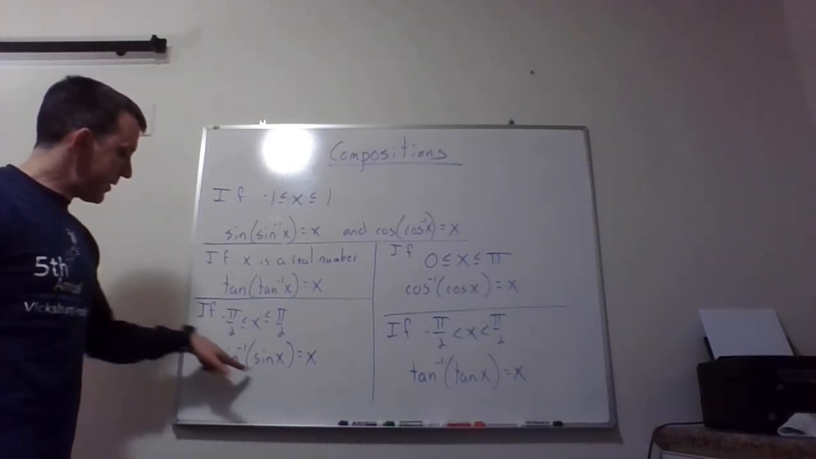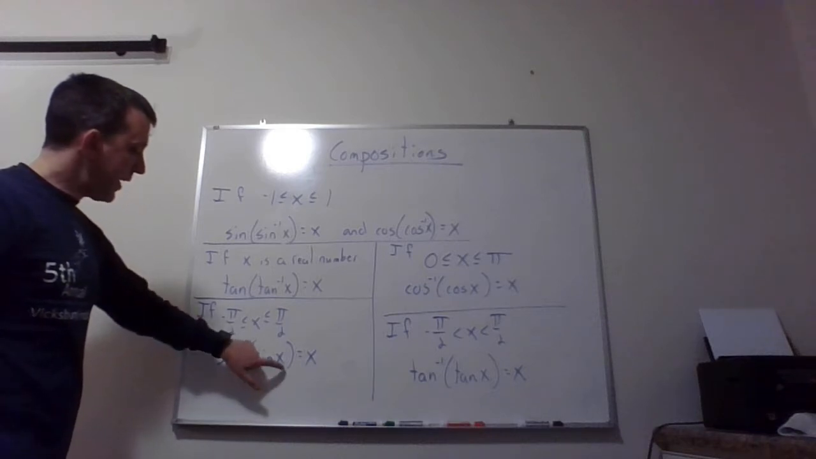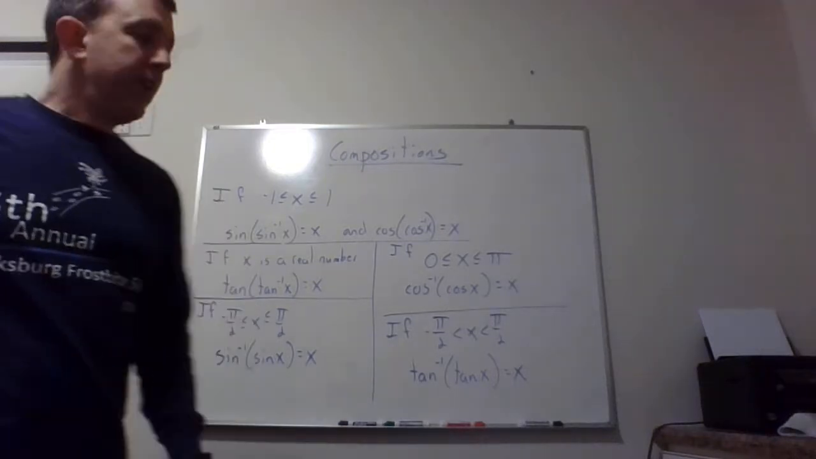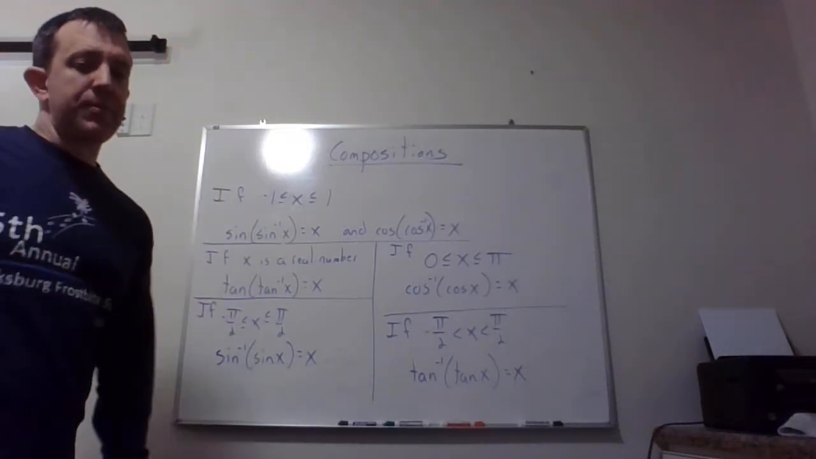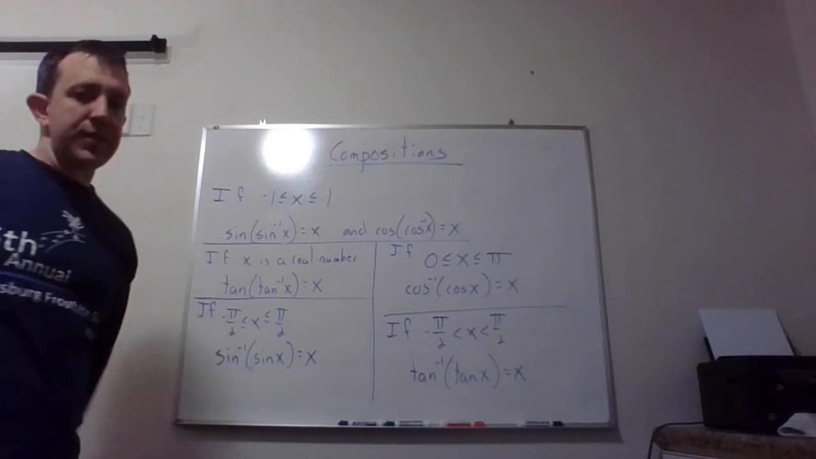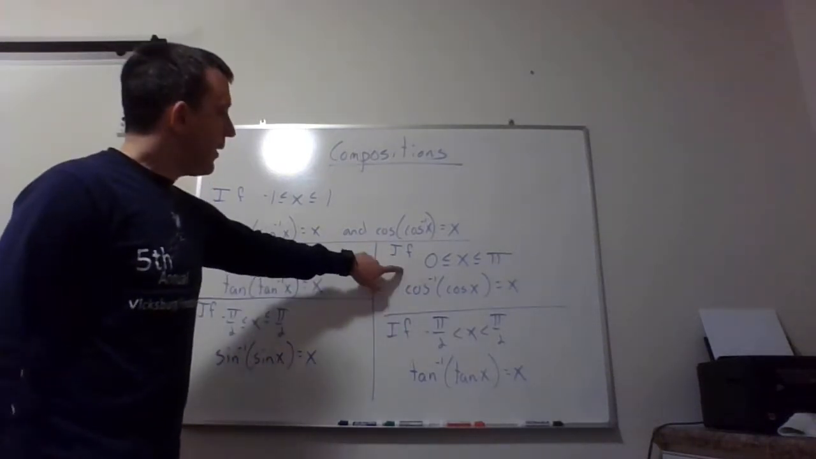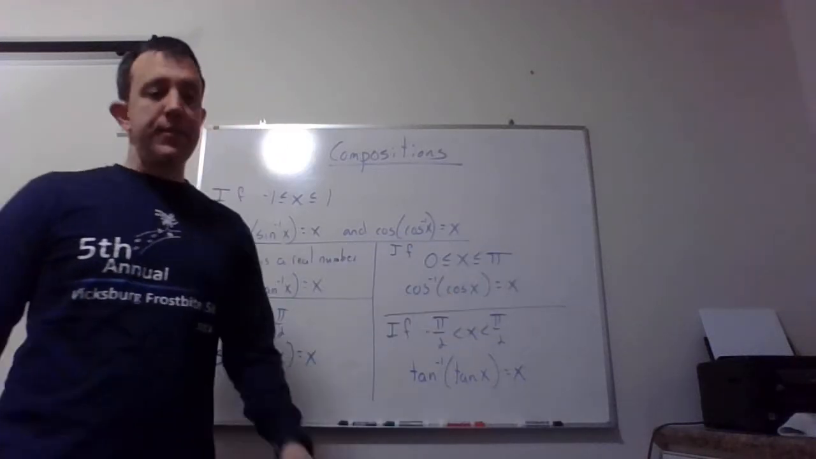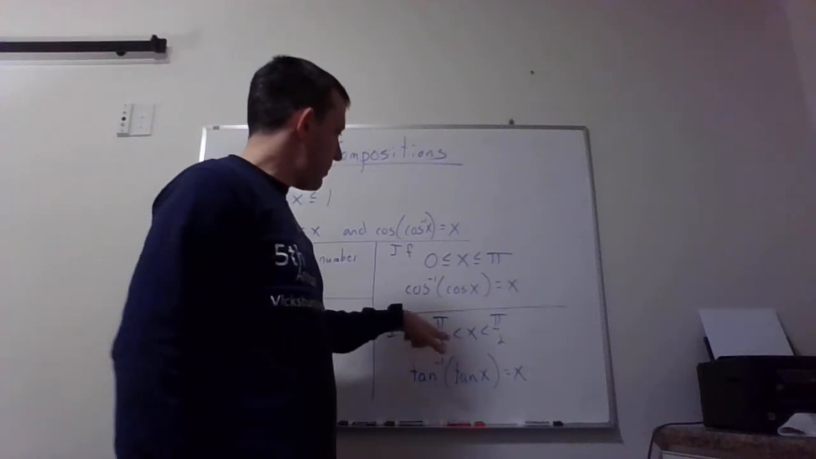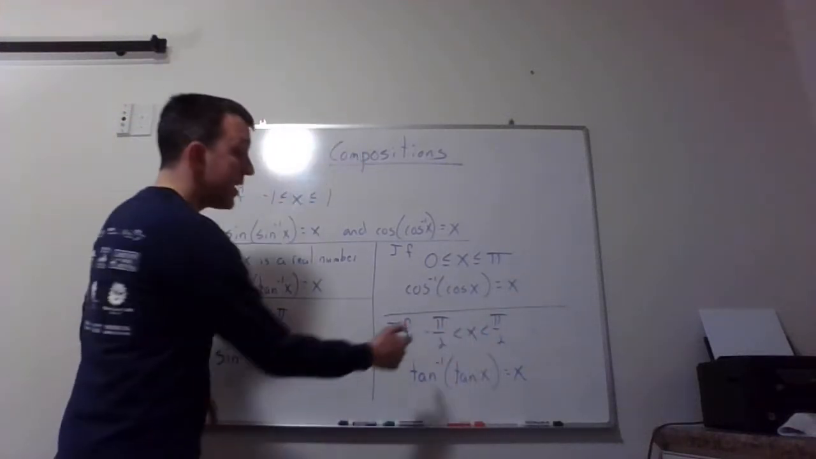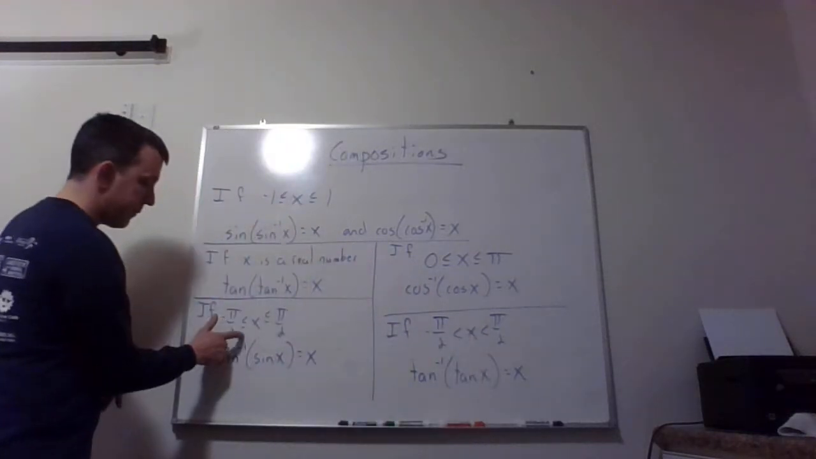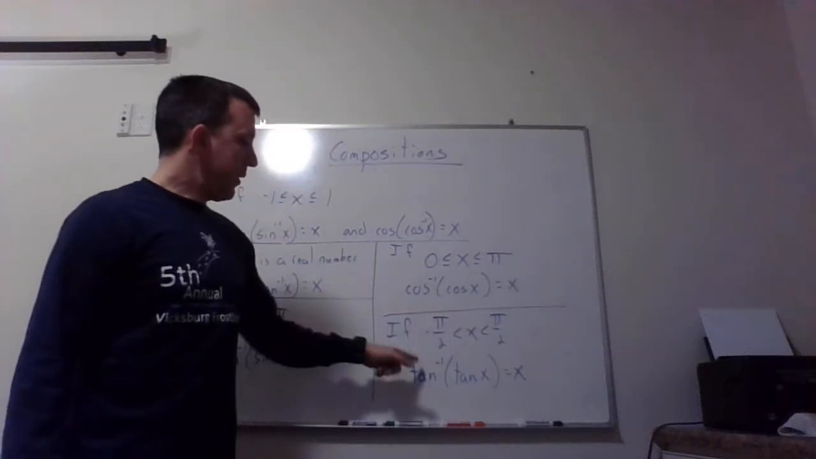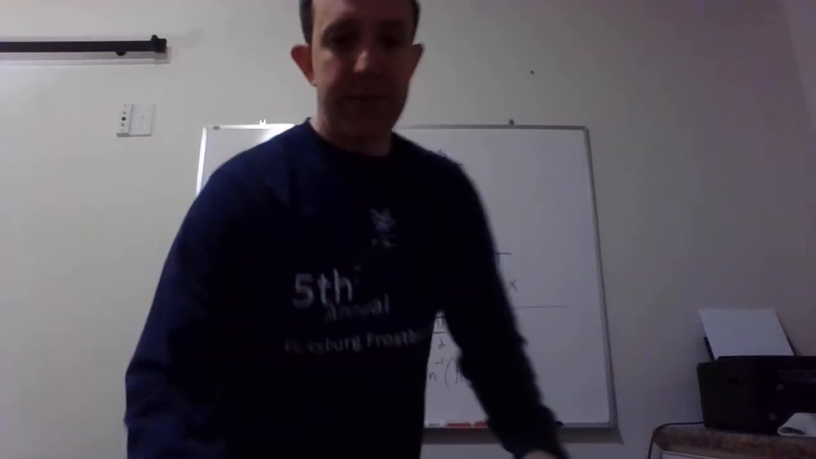For sine, if sine is on the inside and its inverse is on the outside, if that x on the inside is between -π/2 and +π/2, you get the same output. If not, well, we'll have to deal with that, and we will. We'll look at least one example where we're not in the right place and see what happens. If x is between 0 and π, then the cosine inverse of cosine x just spits out x. And last but not least, if x is between -π/2 and +π/2, not including those endpoints, which is different from sine, where we did get to include those endpoints, then the tangent inverse of tangent is just x.